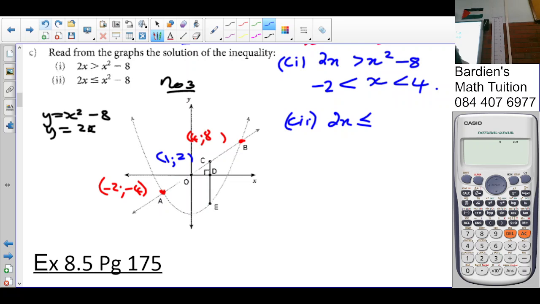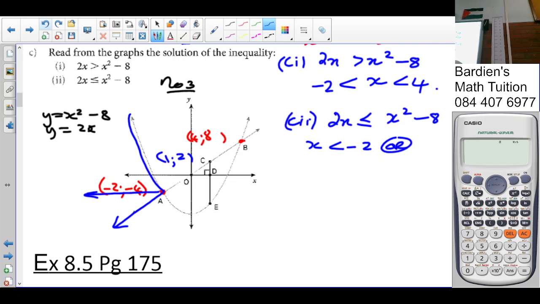Where is the straight line less than and equal to the parabola graph? Or where is the parabola graph on top of the straight line, or equal? So, is the parabola greater than the straight line on the side? Yes, that is the case. So what do we say x must be? Less than negative 2. Not so? Here, the straight line is on top of the parabola. And then we notice again the parabola is on top of the straight line. For x is more than, what is your x value here?